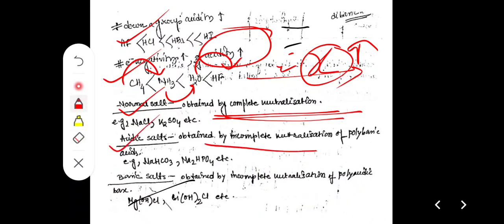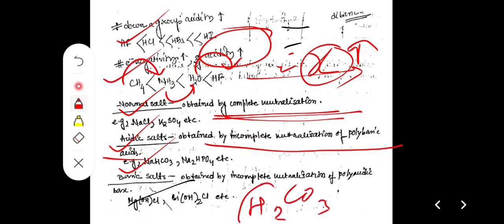Acidic salt is obtained by incomplete neutralization of a polybasic acid. For example, NaHCO3 and Na2HPO4. As you know, carbonic acid is polybasic, and in these salts not all the hydrogens are replaced. Only partially, one hydrogen is replaced by the base. So they are termed acidic salts.